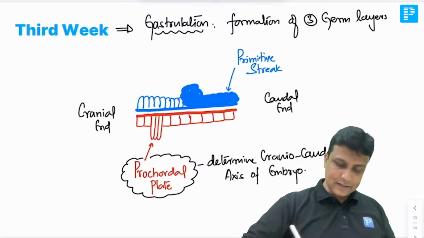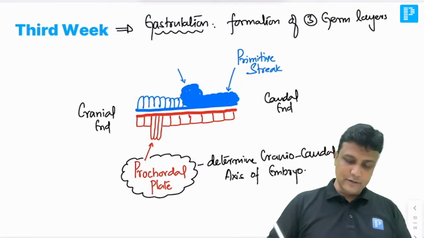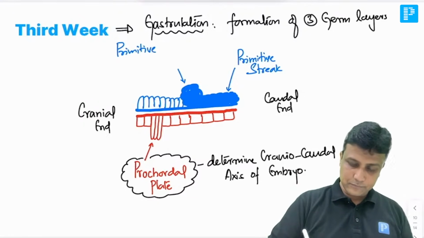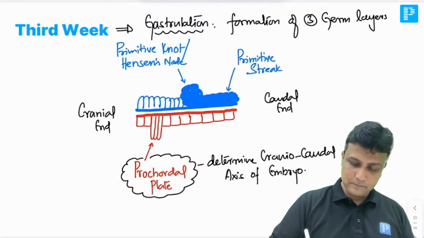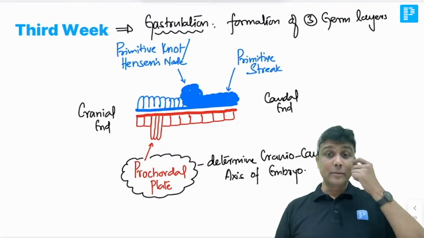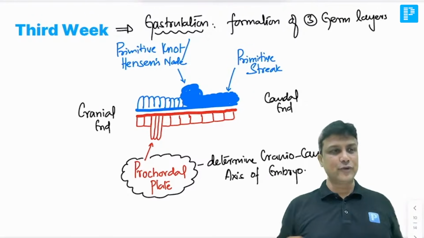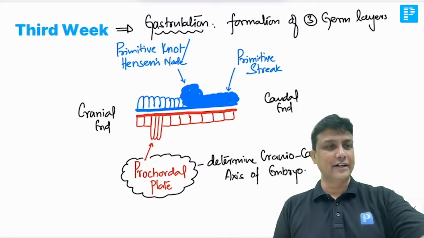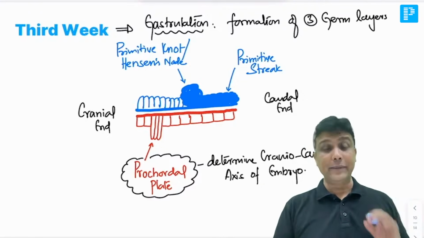And this dense mass of cells in the middle, which is formed here, this one will be known as the primitive knot. KNOT, knot. And this primitive knot is also known as Hensen's node. So the cells which are multiplying and moving forward will be the primitive streak cells, and the cells in the middle which are going to form a dense mass of the cells, that is known as the primitive knot. Primitive knot form होता है.